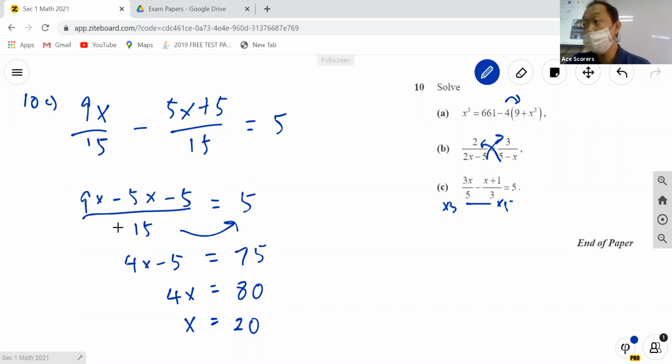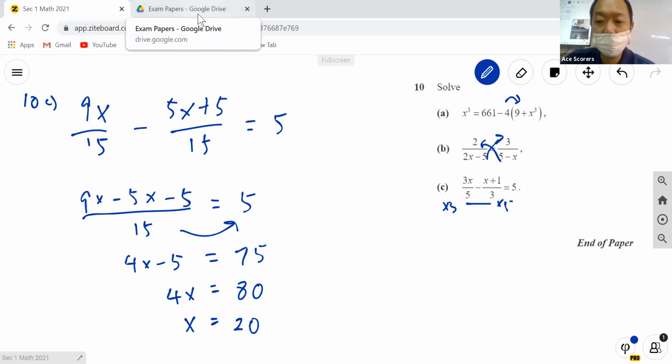Okay, copy this. So next I'm going to another school. It's from Pasir Ris Secondary School. So Blossom is actually inside here, right? The exam under the Google Drive exam papers, you can try to retrieve that first. I already printed.